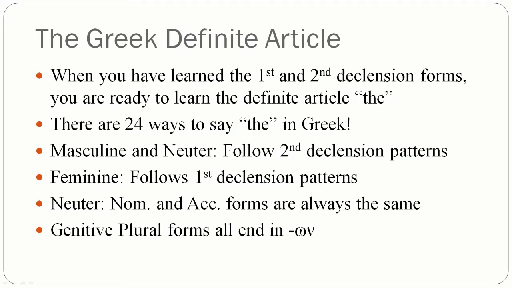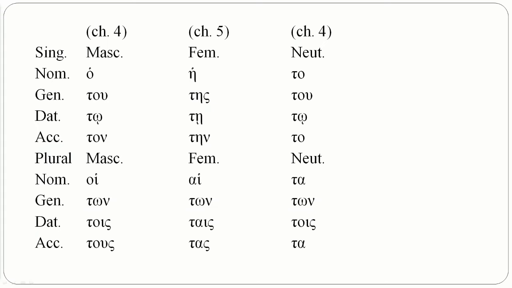When we go to the feminine forms, that's where we change. Masculine and neuter use second declension patterns that we learned in chapter 4. The feminine follows the first declension patterns that we learned in this chapter. All right, so let's look at this chart then. And one more thing, genitive plural forms all end in omega nu, so that's really nice. So here is your full form chart for the entire definite article.